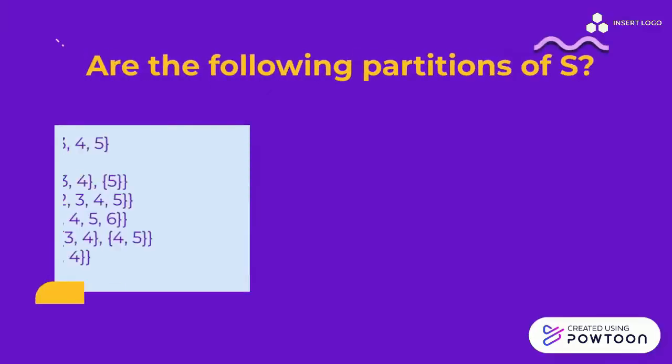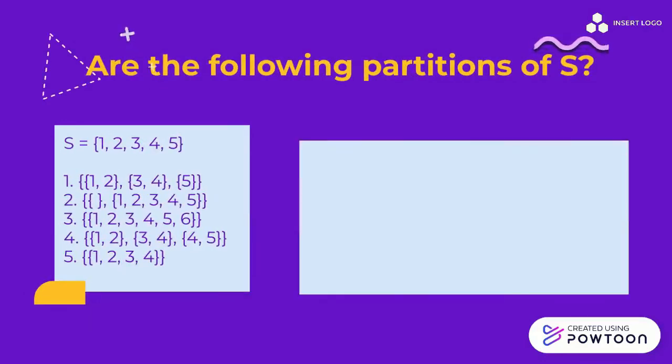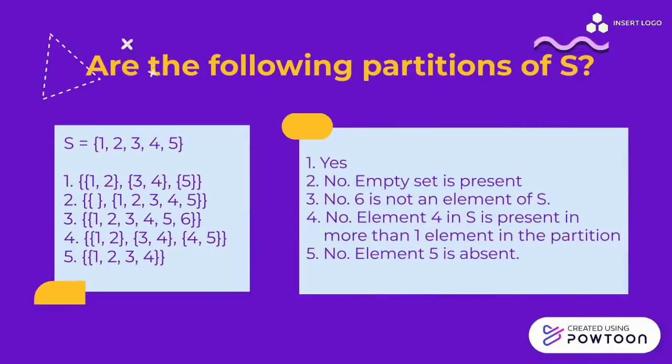Are the following partitions of S? Well, first is yes, second is no because there's an empty set, third is no because there's element 6, and fourth is no because 4 appeared 2 times, and fifth, 5 is not in the element.